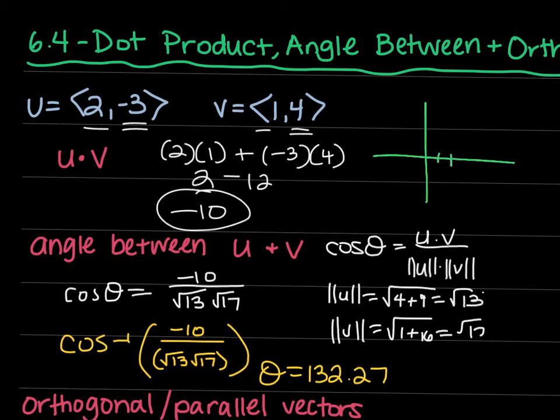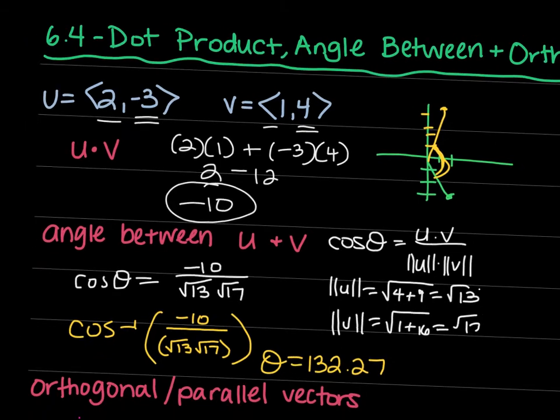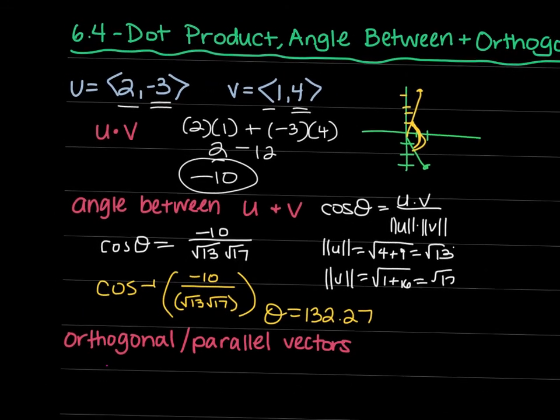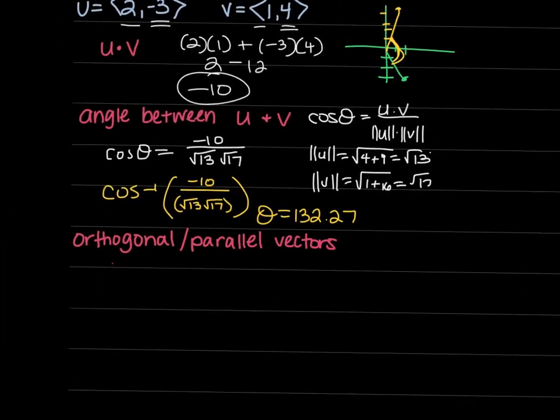And we talked about a good way to check these is to approximate what they would look like. So 2, negative 3 would be something like this. 1, 4, so 1, 2, 3, 4 would be something like this. And we're looking at the angle between these. This is clearly obtuse, which matches our 132. All right, and then we finish 6-4 with orthogonal or parallel vectors.